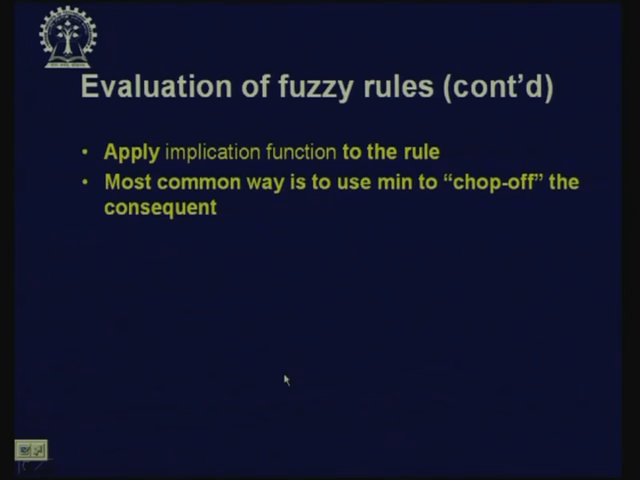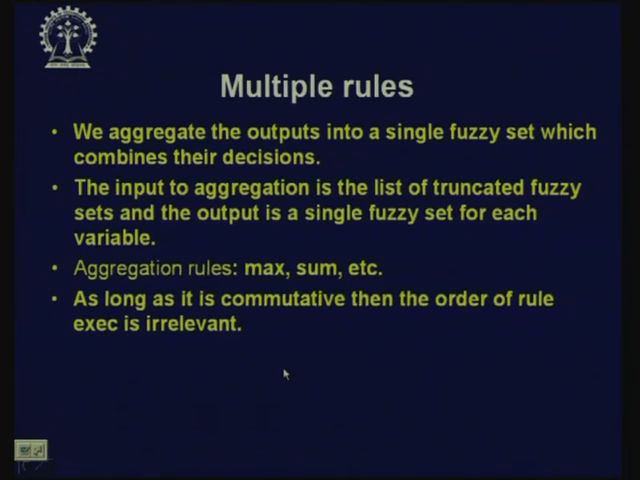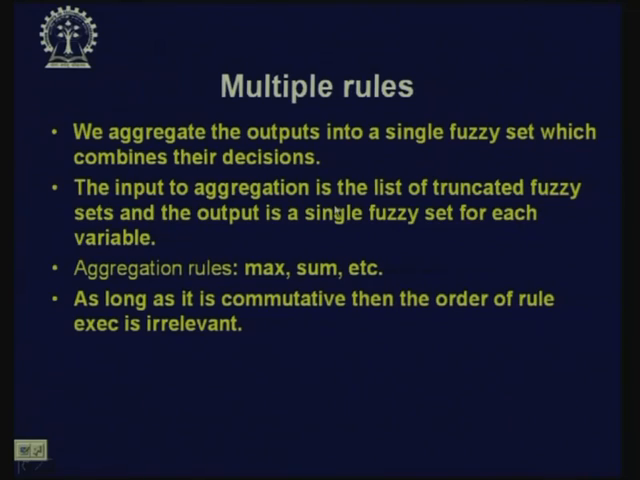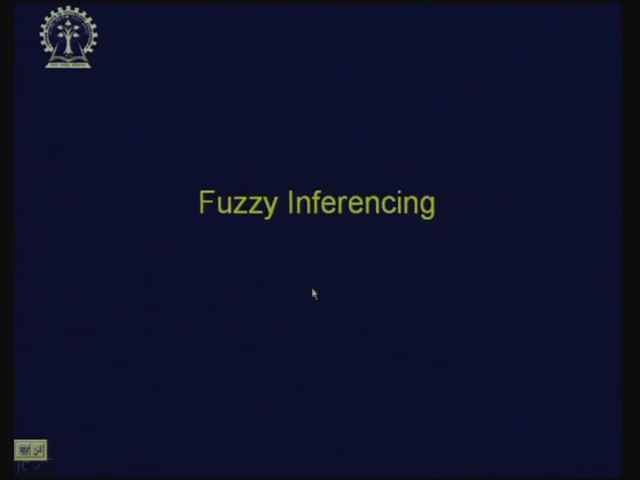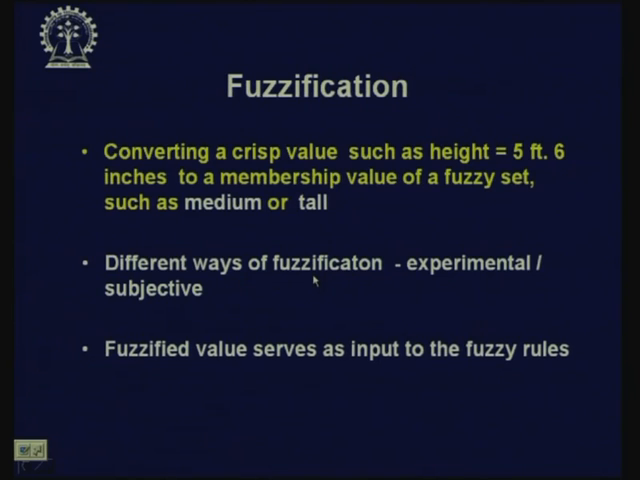Now, evaluation of fuzzy rules. Most common way is to chop off the consequent. So, we have just now shown the example where we aggregate the outputs into a single fuzzy set which combines their decision. Okay. Now, let us come to fuzzy inferencing proper. There are some things that we need to do for this. The first thing is fuzzification. What is meant by fuzzification? We are given some number. Why do we need to fuzzify?